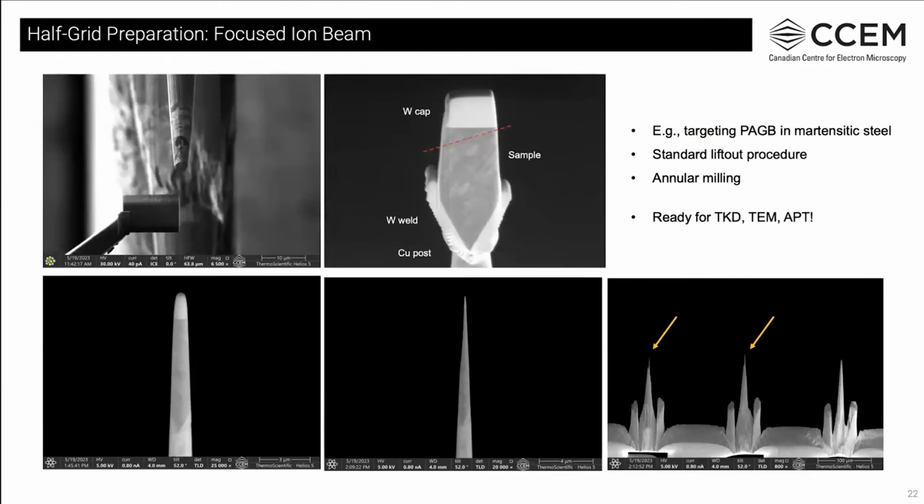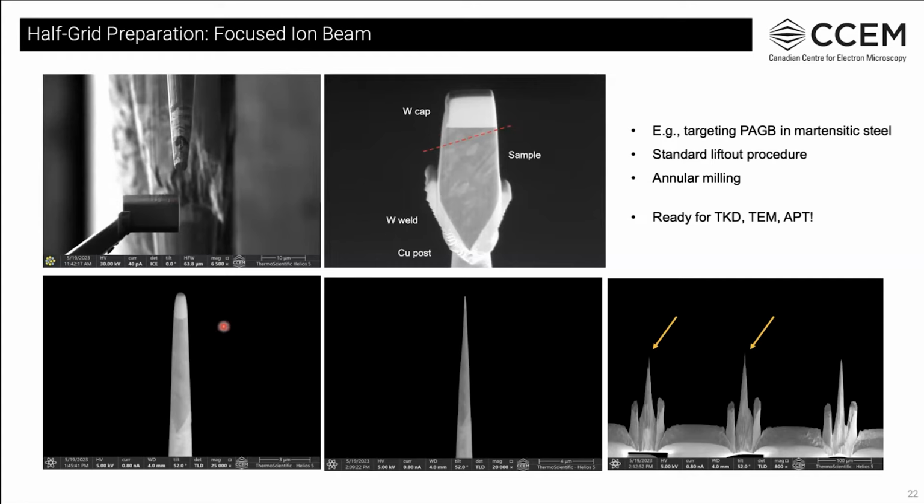Now that we have our half grid sharpened, we can begin preparing our APT specimen following standard lift-out procedures. For this example, I've chosen a martensitic steel and want to target a prior austenite grain boundary for APT analysis. Here you can see the lift-out being placed on our flat top post and attached using our deposition, and luckily we can still see our boundary, shown by the red line.